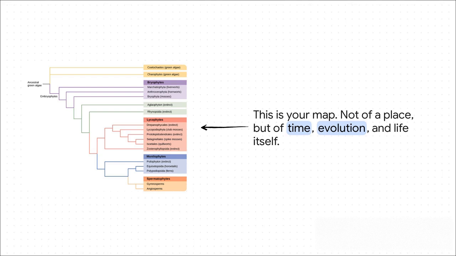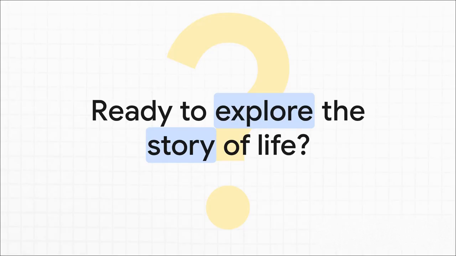Well, this is yours. And look, this isn't a map of cities or continents. It's a phylogenetic tree. It's a map of time itself, showing how every single living thing, from the tiniest bacterium to the biggest whale, is connected. This is going to be our guide through the epic saga of evolution. So the only real question is, are you ready to explore? To see how it all started and how we got here?